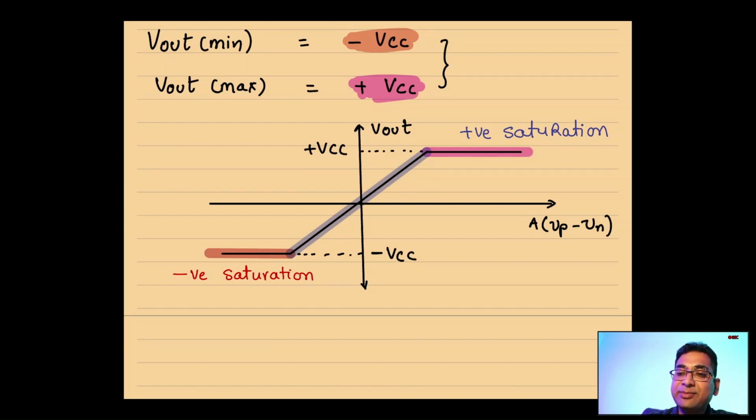And the region in between, all of this, between the positive and negative saturation region, that is called the linear region. Let me write it in a more convenient place, linear region. Everybody with me? So there are three regions of operation.